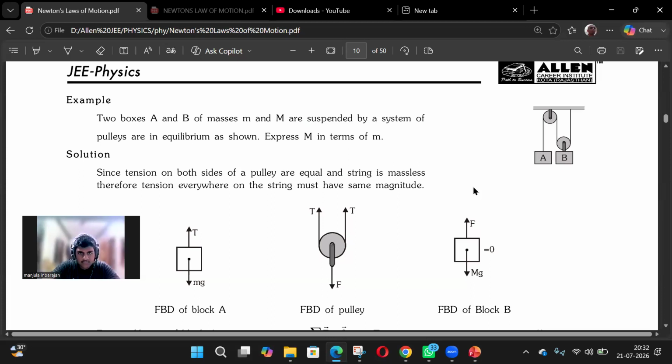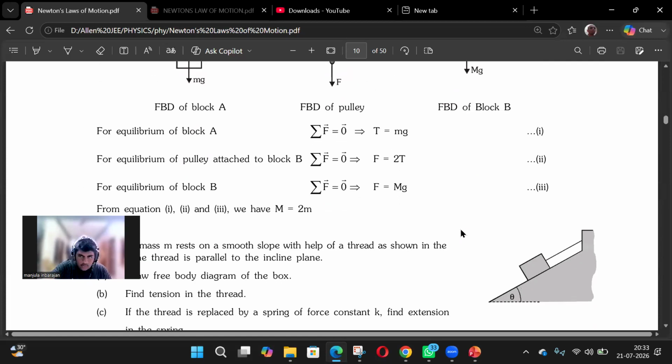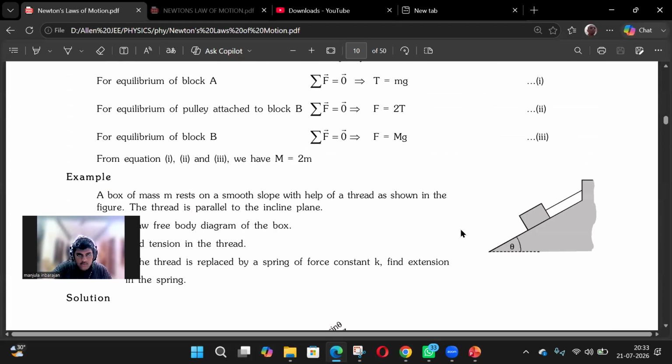What is the answer? They have given to express capital M in terms of small m. Find capital M equal to some function of m. What is that function? Force. Answer is 2m.